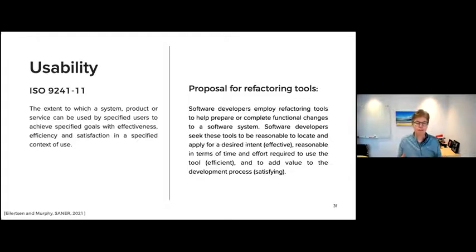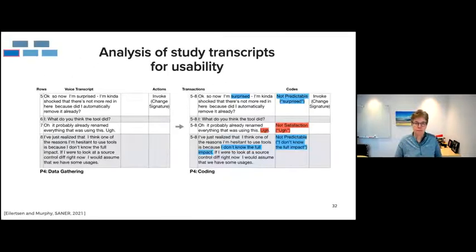And we started defining what efficiency was and what satisfying was. And then we went back to our study transcripts and we said, what if we analyze these transcripts now thinking about this definition? So we went through every line of the transcript and we tried to identify when one of these fuzzy characteristics that we tried to make more specific had actually been referred to by a participant.